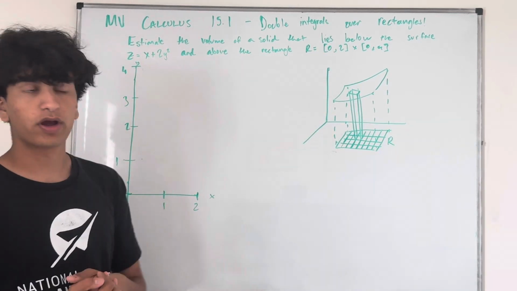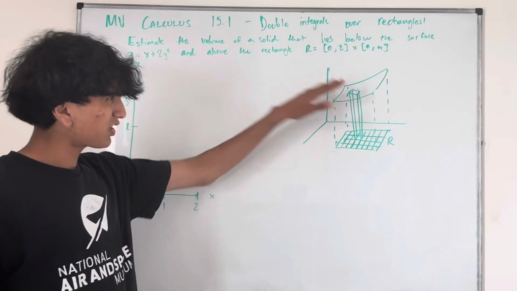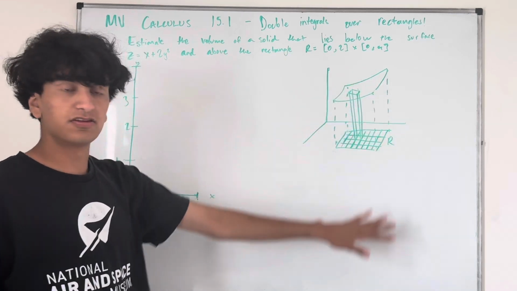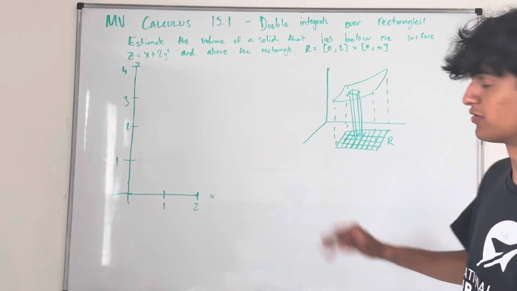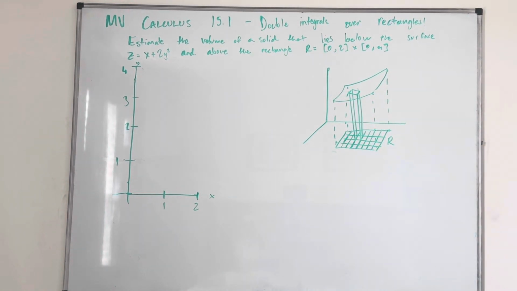Not the actual function z equals x plus 2y squared, but suppose we had a surface, and we wanted to find the volume, not area, sorry, the volume underneath the surface extending down within this rectangle.